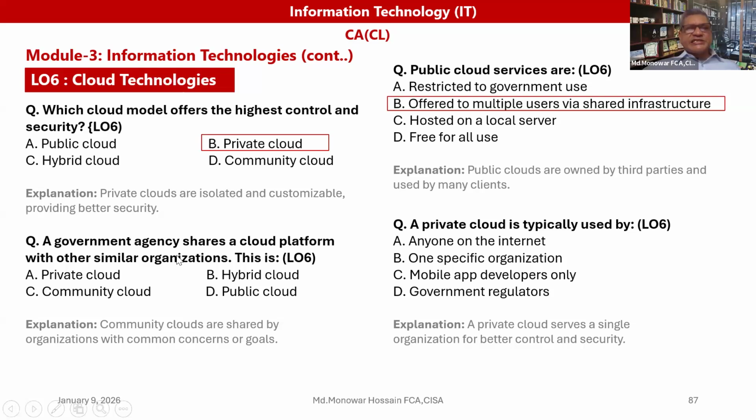A government agency shares a cloud platform with other similar organizations. This type of cloud computing is community cloud, because community cloud is shared by organizations with a common concern, common goal, mission, vision, etc. So here, answer C. A private cloud is typically used by one specific organization, because a private cloud serves a single organization for better control and security. Answer B.